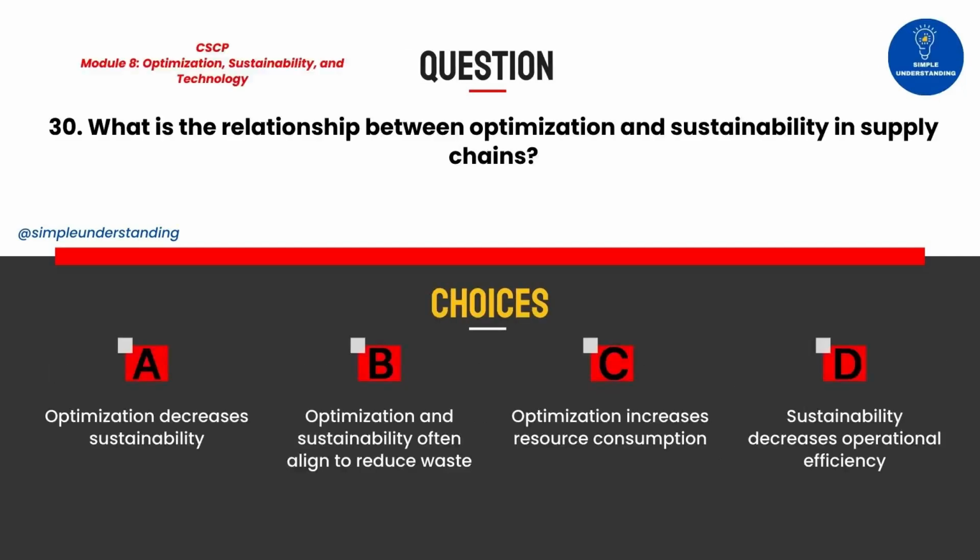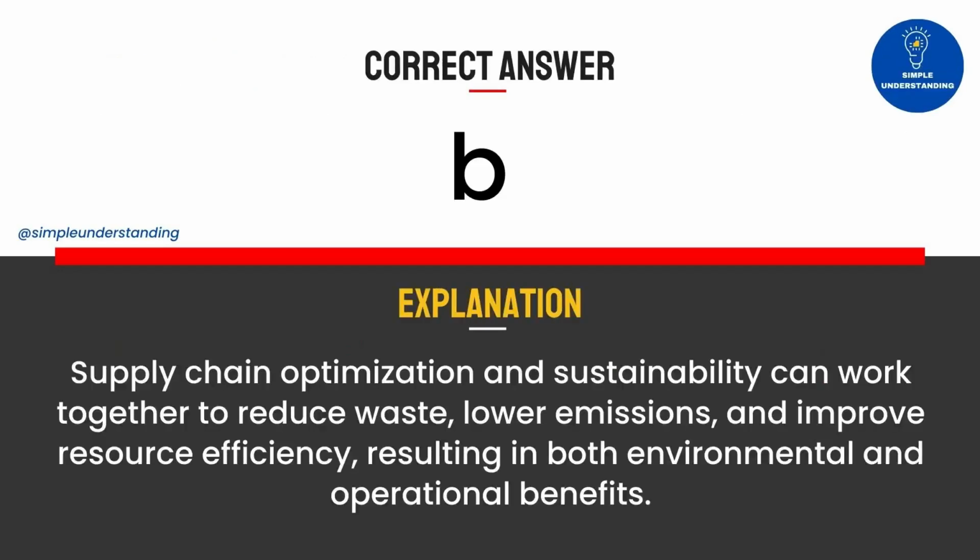30. What is the relationship between optimization and sustainability in supply chains? A. Optimization decreases sustainability. B. Optimization and sustainability often align to reduce waste. C. Optimization increases resource consumption. D. Sustainability decreases operational efficiency. Correct answer: B. Explanation: Supply chain optimization and sustainability can work together to reduce waste, lower emissions, and improve resource efficiency, resulting in both environmental and operational benefits.